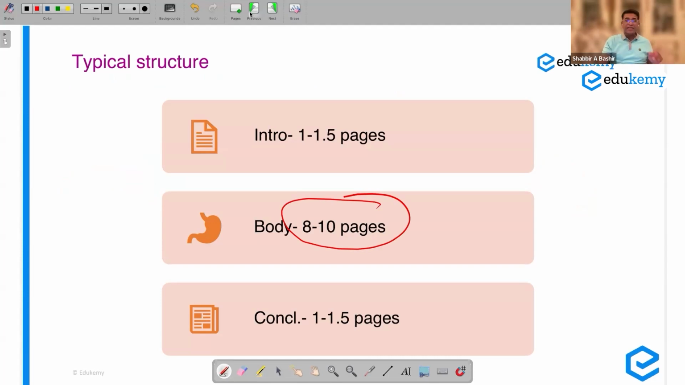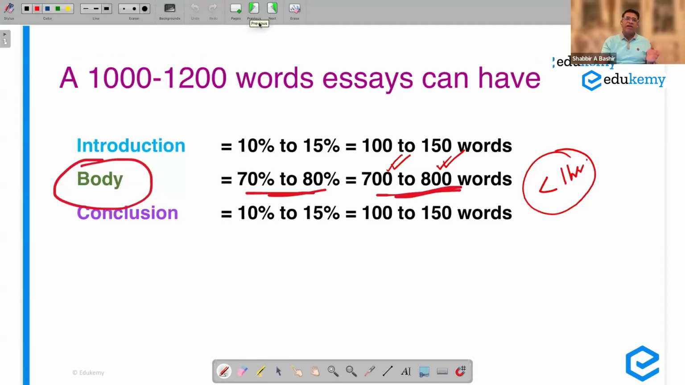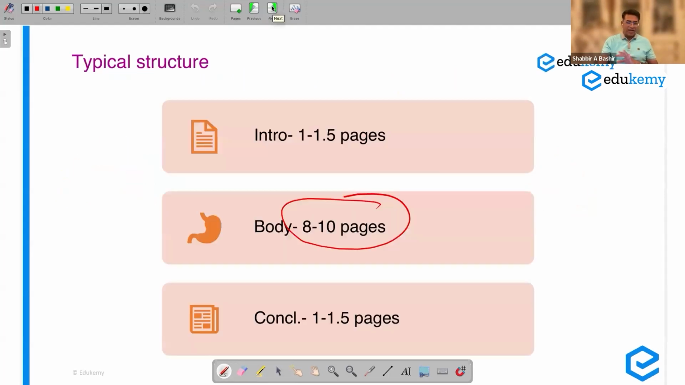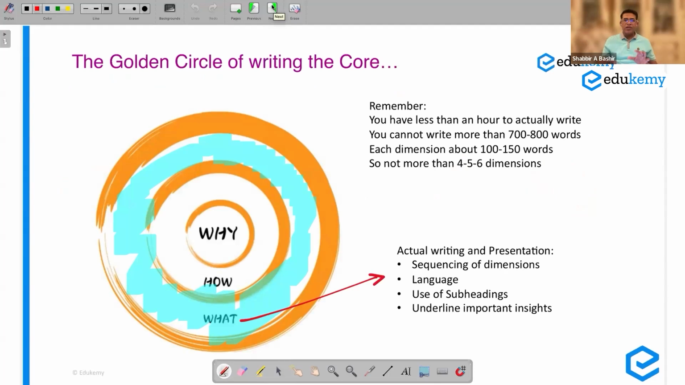So if you look at the constraint that we must write within 700, 800 words and within 8 to 10 pages, it's important that you appreciate that you cannot afford to write more than 4, 5, 6 dimensions. Because when you take up a dimension, you take up one aspect of discussion, you must discuss it properly. You must elaborate it properly. If you take up an idea and just write 30 words, you will not be able to express and explain that concept properly. If you take up one idea and write 500 words, the essay is over.